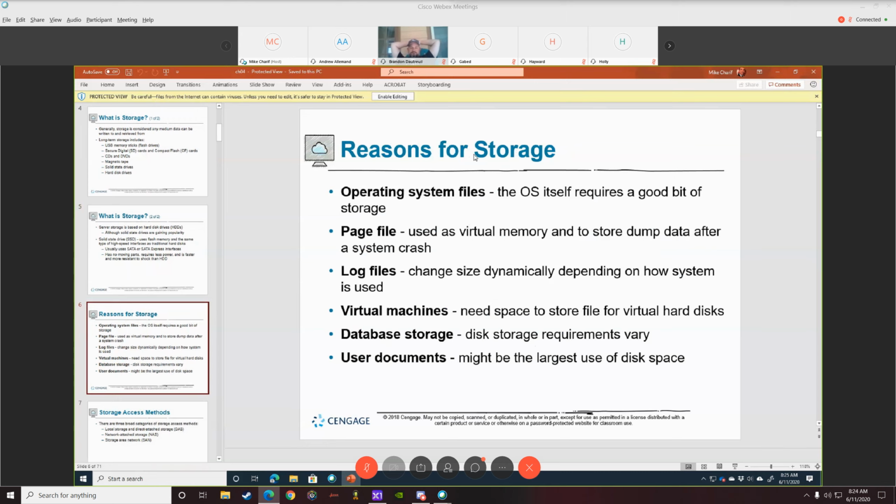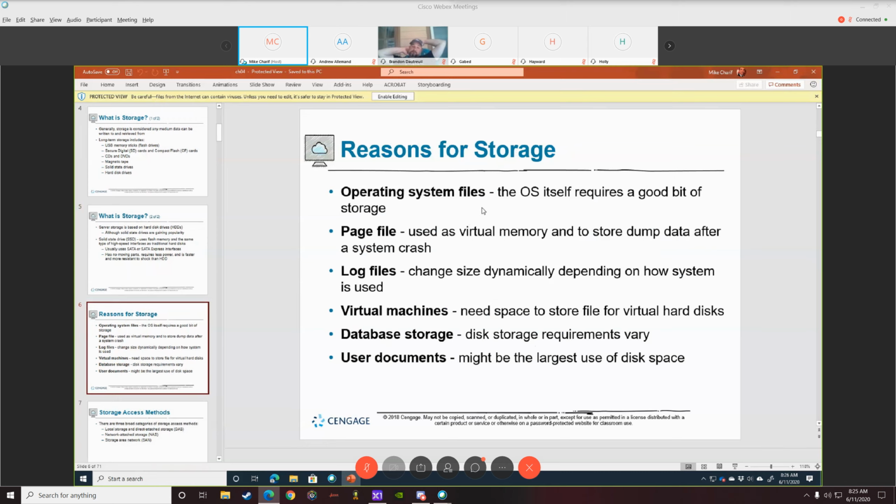Okay, they talk about reasons for storage. Well, we have a lot of reasons why we need to store it. So, operating system files. The OS itself requires a good bit of storage, and we've seen that from chapter one. In chapter one, it gives you a table like Windows 2016, what's the minimum hard disk needed, and all that stuff. So we need to store the operating system somewhere in order for the machine to boot up and to use it. And also, we need it for the page file.